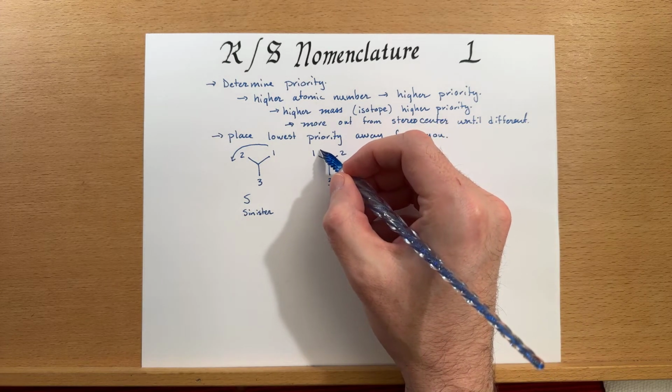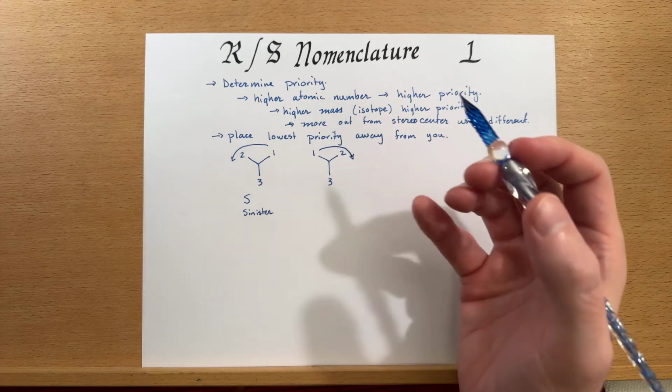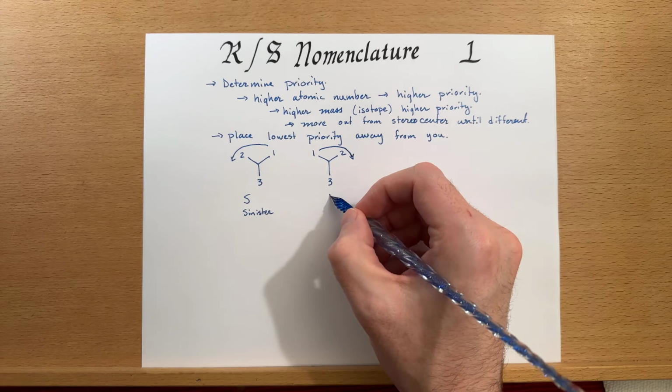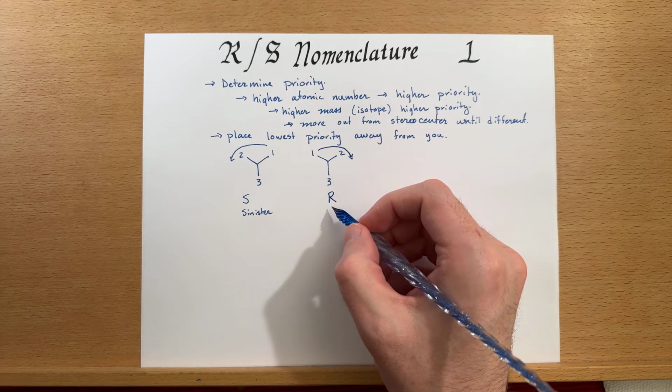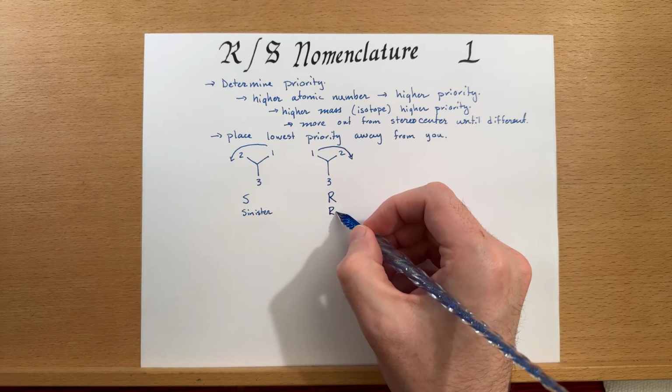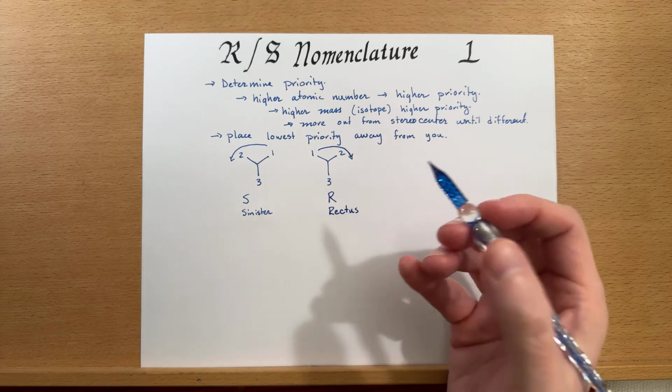In this case, we have it moving towards the right, or clockwise. And this is the R configuration, and that was standing for rectus, or right.